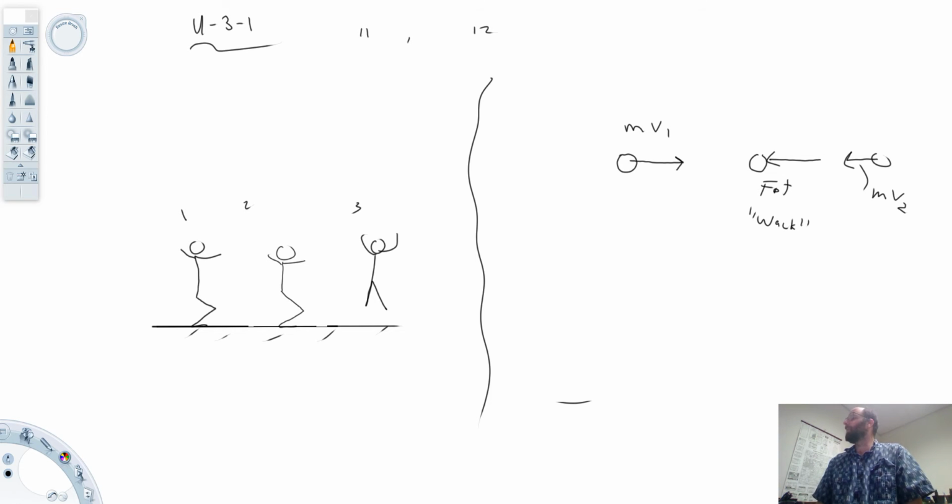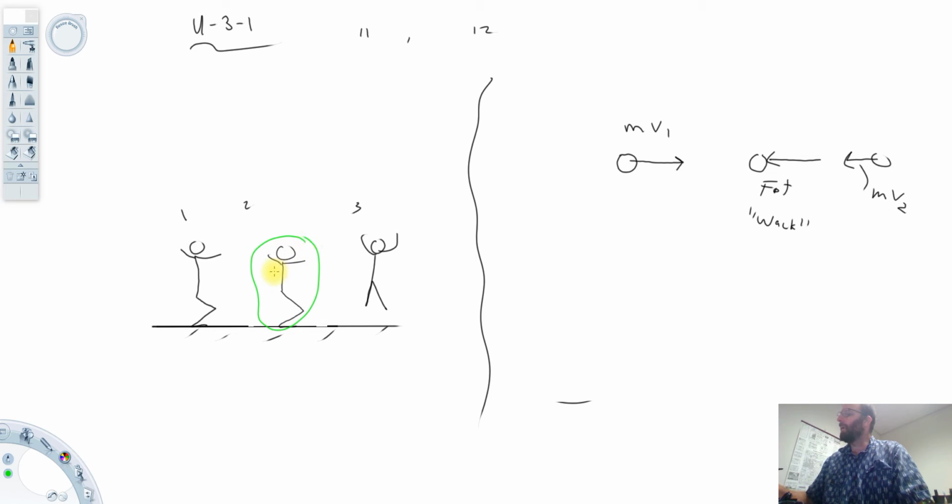We're going to chat about numbers 11 and 12 in Unit 3-1. Now 11 is about a basketball player or something. And you know, the key to these is really kind of realizing how to draw the pictures. So this is what I call picture 1 here. The basketball dude is crouched, getting ready to jump. He's got a significant bend in his legs, but at the instant shown, not really moving yet.